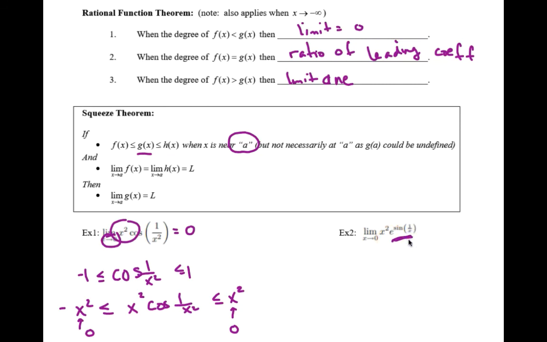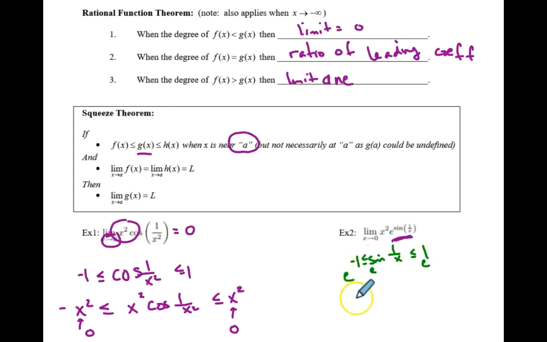Next question, we could do the exact same way, except for the fact that I don't have a guaranteed range of my e to the sine of 1 over x, so that is a problem. So what I'm going to do is the following. I'm going to use the fact that I know that sine of 1 over x does have a restricted range. So sine of 1 over x has to be less than or equal to 1, greater than or equal to negative 1. And then, since I really needed e to the sine of 1 over x, I'm going to exponentiate with a base of e on all three sides of the equation.